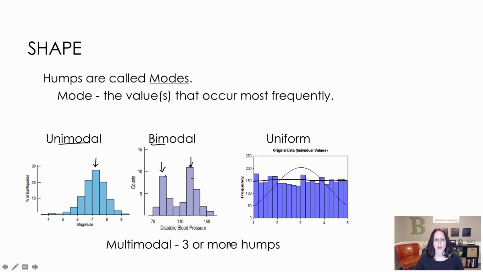Multimodal would be three or more humps, but again, notice I'm looking just at what's occurring the most often. I wouldn't call this multimodal, even though there are some that stick out above the rest. In the same way, we're just looking at the overall shape of the graph. So here, if I looked at the overall shape, there are two humps. There's one hump here, and there's really no humps here.